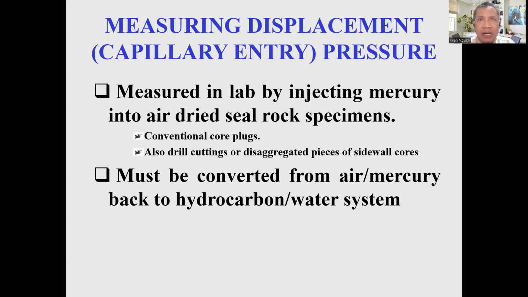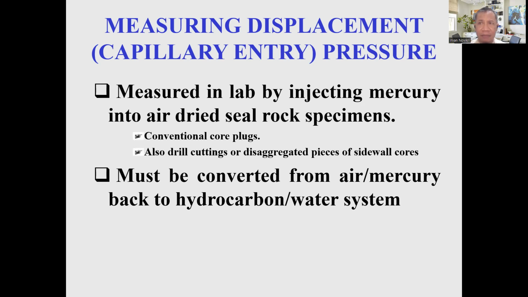Measuring displacement or capillary entry pressure is a laboratory technique used to determine the pressure required for a fluid to displace another fluid within porous rock samples. This is typically done by injecting mercury into an air-dried seal rock specimen or another type of core sample. The measured displacement pressure values are then converted from the air-mercury system to the relevant hydrocarbon-water system for further analysis and interpretation.